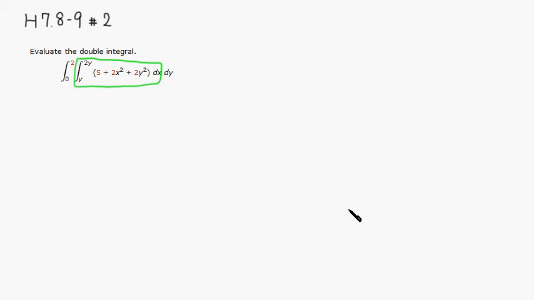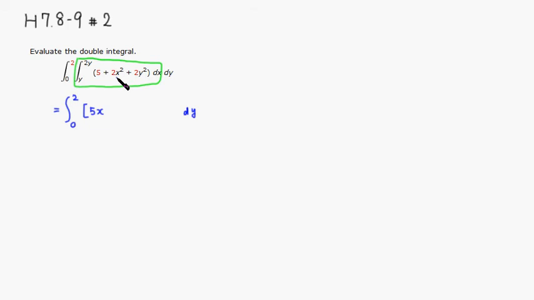This is going to be equal to, leave the outside integral as it is, so integral from 0 to 2, then you have a dy. Now the antiderivative. The antiderivative of 5 with respect to x is 5x.